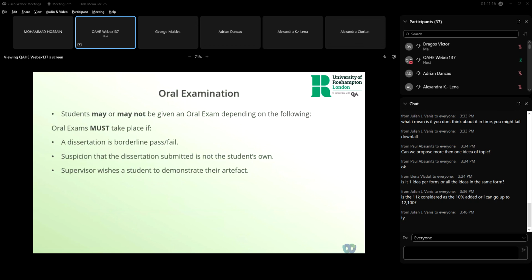Now, another reason why a supervisor may ask for an oral examination is if they have suspicion that the dissertation is not your own work. Okay. So they will set up the oral examination. You go over there, you introduce what you did, you answer the questions, no doubt. But if you're not able to discuss what you've done, if you cannot answer any questions about what you've done, then the next stage is academic misconduct. Okay.